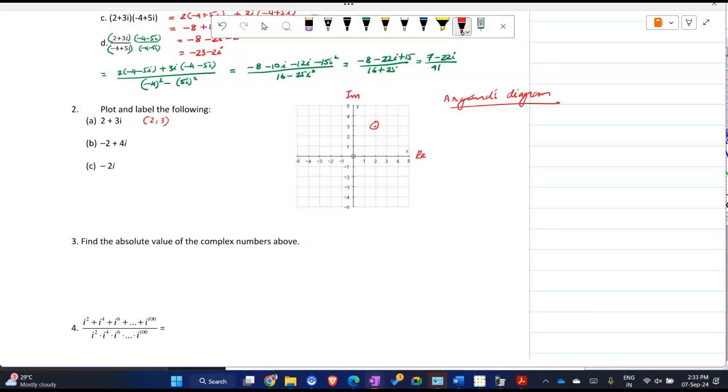Now the next one, -2 plus 4i, so x is -2 and y is 4, so the point is (-2, 4). That's my second complex number. This was my first complex number.